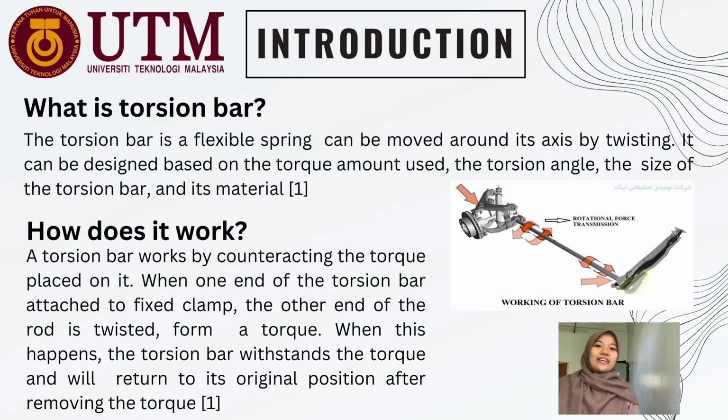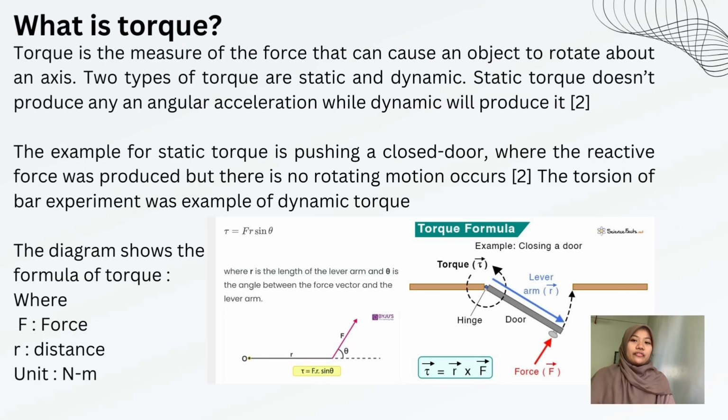The torsion bar is a flexible spring that can be moved around its axis by twisting. It can be designed based on the torque amount used, the torsion angle, the size of the torsion bar, and its material. A torsion bar works by counteracting the torque placed on it. When one end of the torsion bar is attached to a fixed clamp, the other end of the rod is twisted, which can form a torque. When this happens, the torsion bar will withstand the torque and will return to its original position after the torque is removed. Torque is the measure of the force that can cause an object to rotate about an axis.